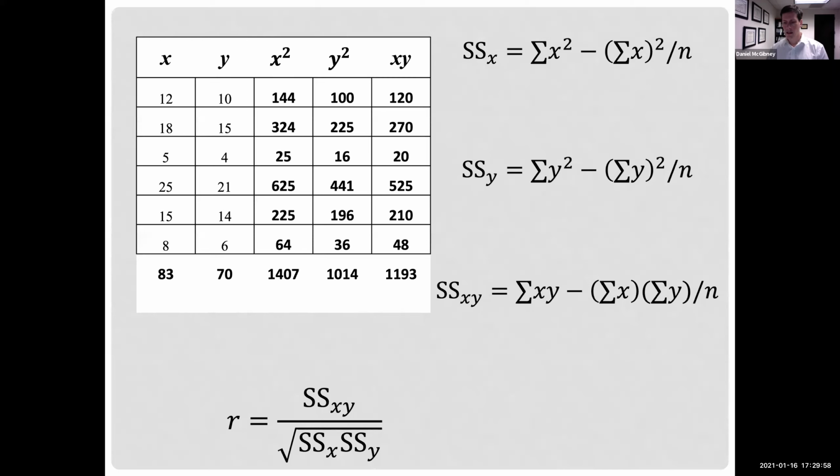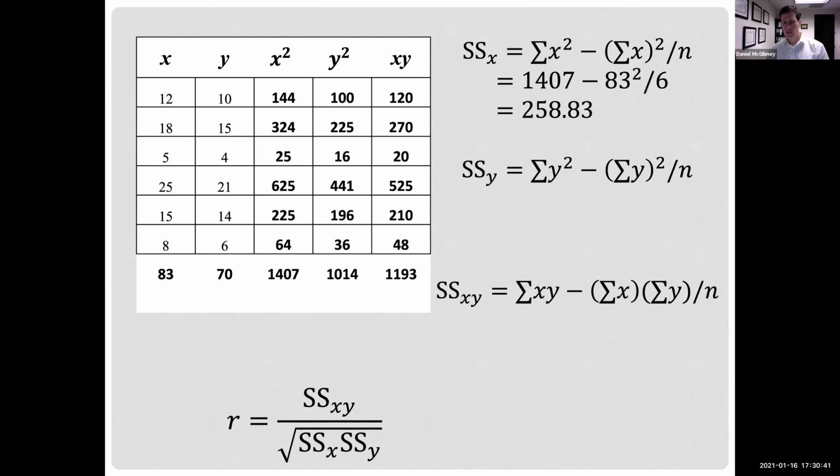And now we can calculate the sum of squares of x. So the sum of x squared is 1407, and the sum of x is 83, and n is 6. Why is n 6? Because we have 6 data pairs. And this value of the sum of squares of x can be easily calculated with a standard calculator, and we should get 258.83.